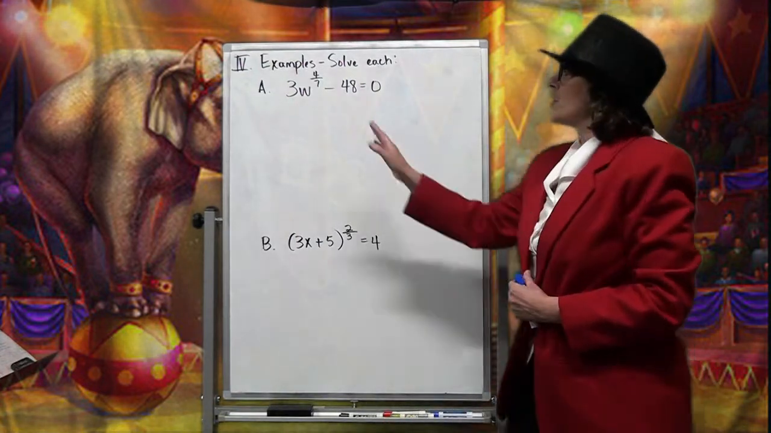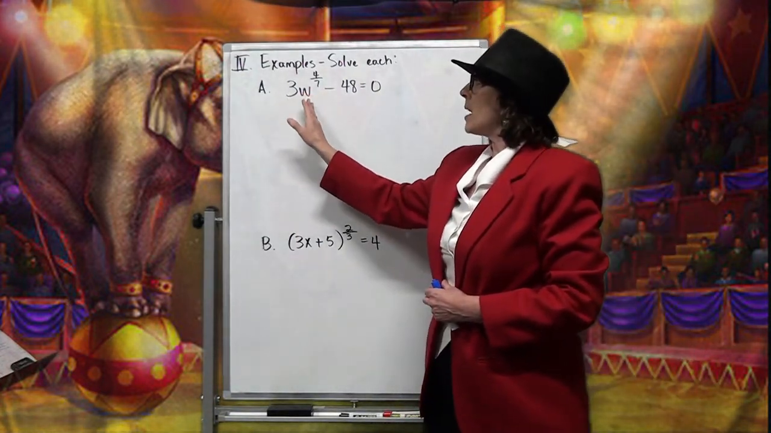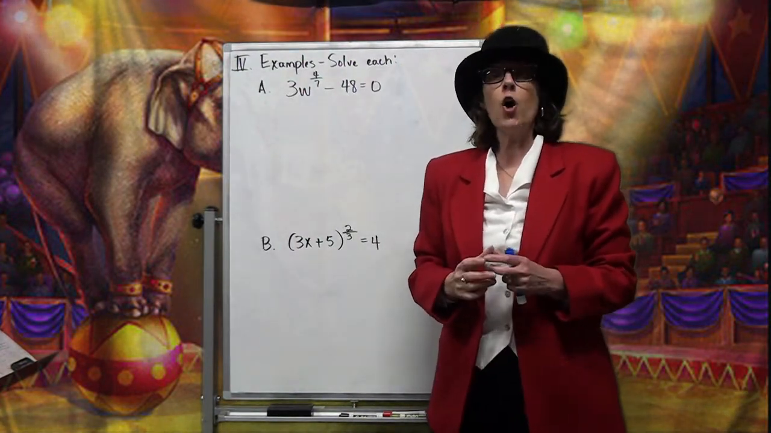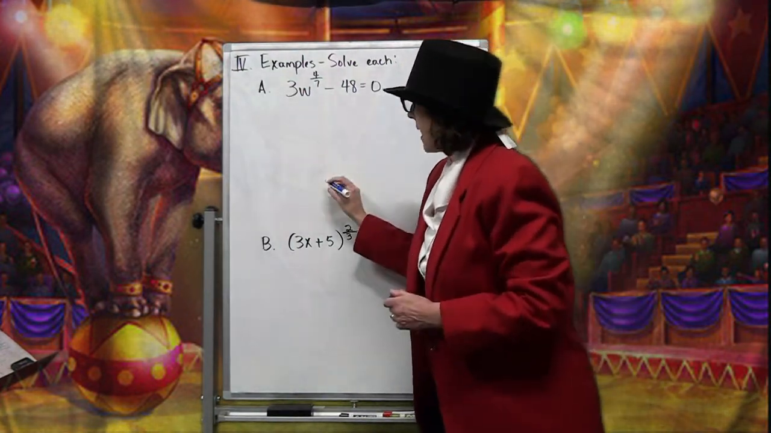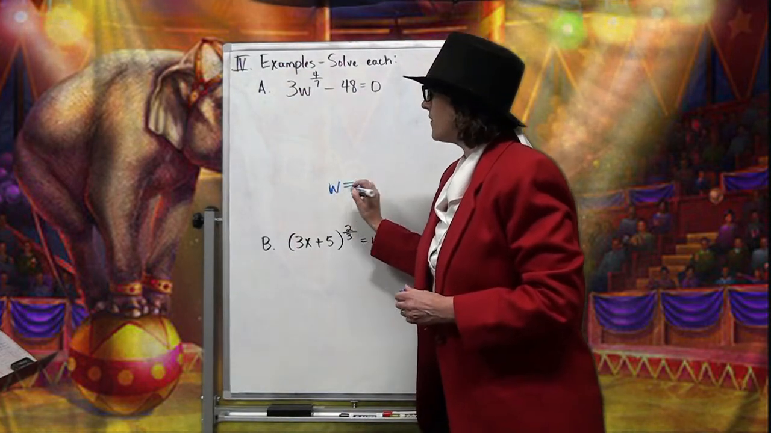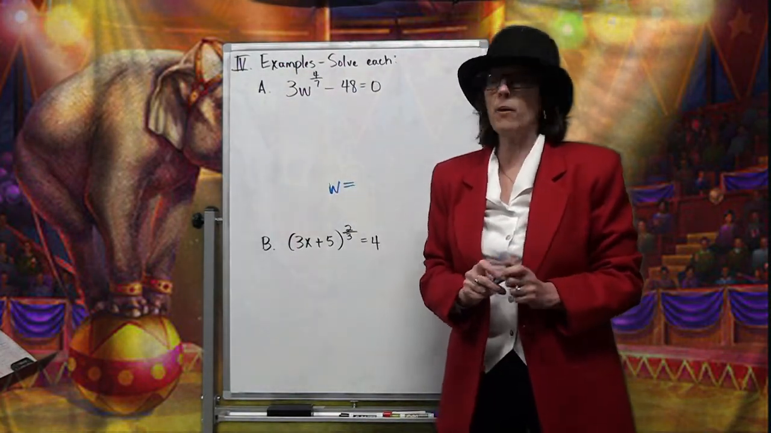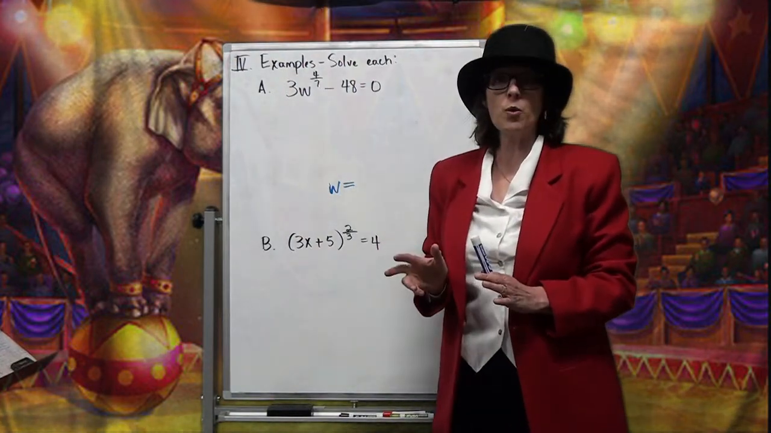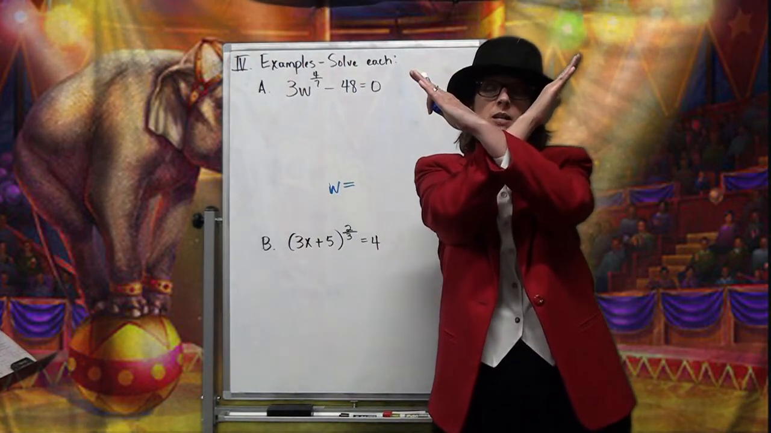But take a look at the first example. I have 3 times w to the 4/7 power minus 48, and so recall that I want w to the first power. I don't want w to the 4/7 power, w to the first power. So I know, okay, that means if I raise this to the reciprocal power, I'm going to multiply those exponents.